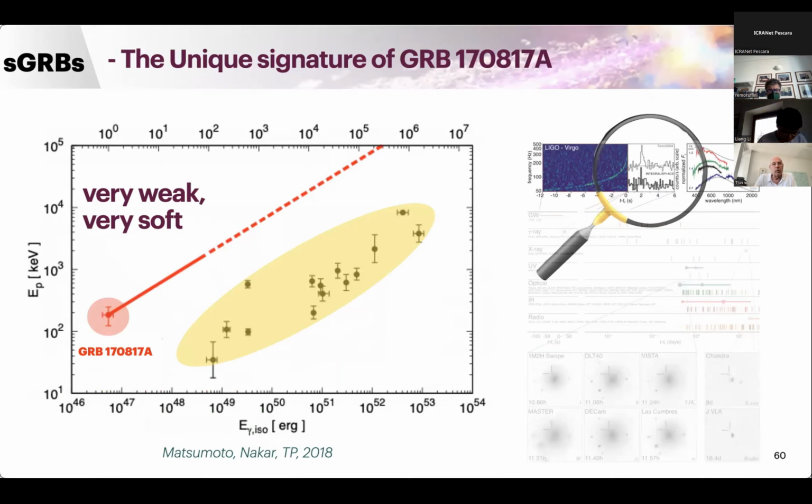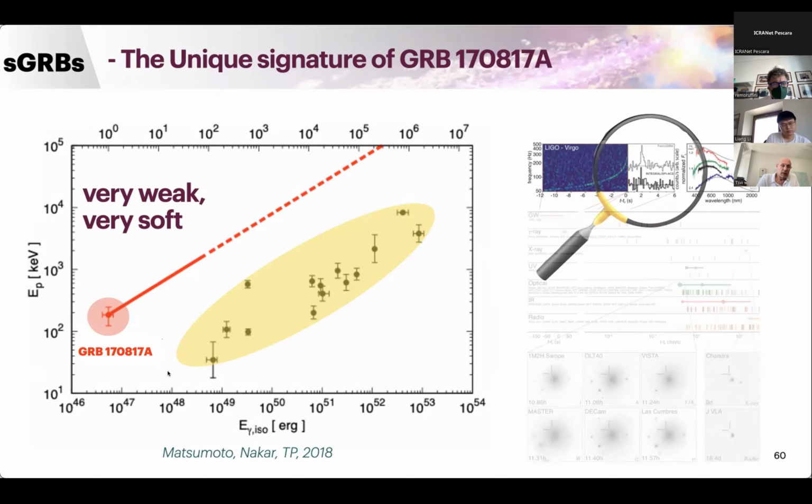Yeah, let me make one more remark that actually should have been done earlier about shock breakout. And then we go back to GRB 170817, the one that accompanied the kilonova and the gravitational wave. This event was very different from all short GRBs. It was much weaker in energy and much softer. So we call them short hard bursts, but this was not hard, it was soft.